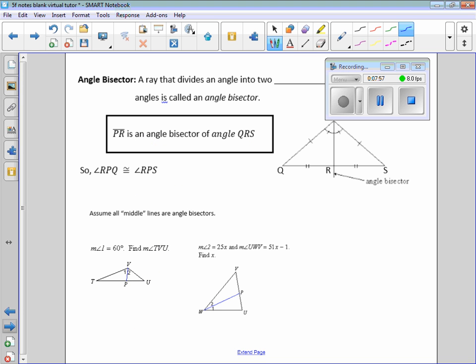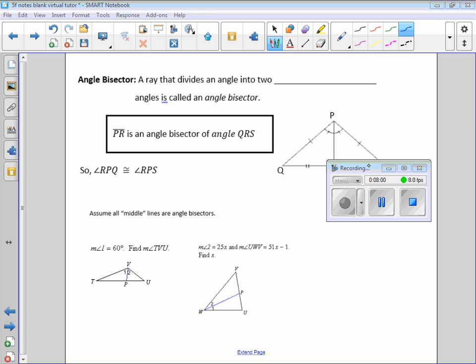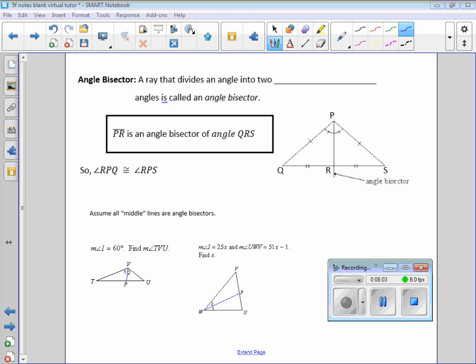All right, the next one we're going to talk about is an angle bisector. An angle bisector is a ray that divides an angle into two congruent angles. So in this figure, PR is an angle bisector of angle QRS. So angle RPQ is congruent to angle RPS. So we have a couple of examples.